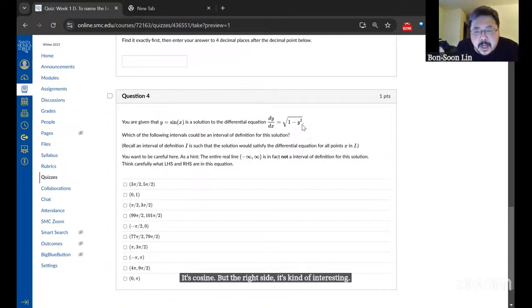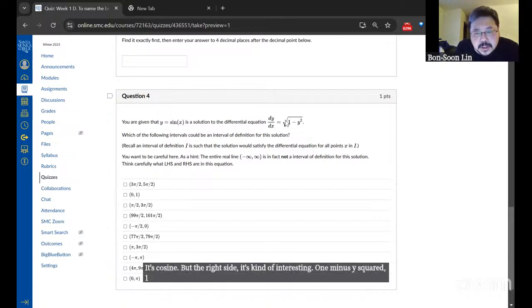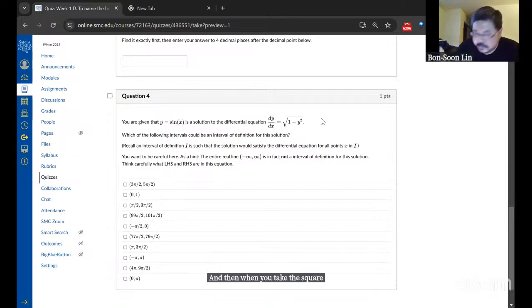But the right side is kind of interesting. 1 minus y squared, 1 minus sine squared is cosine squared. And then when you take the square root, that becomes what? Positive, negative, positive cosine. Well, no, that's not what it is. You're close. Because of the absolute value under the square root, it's the absolute value.